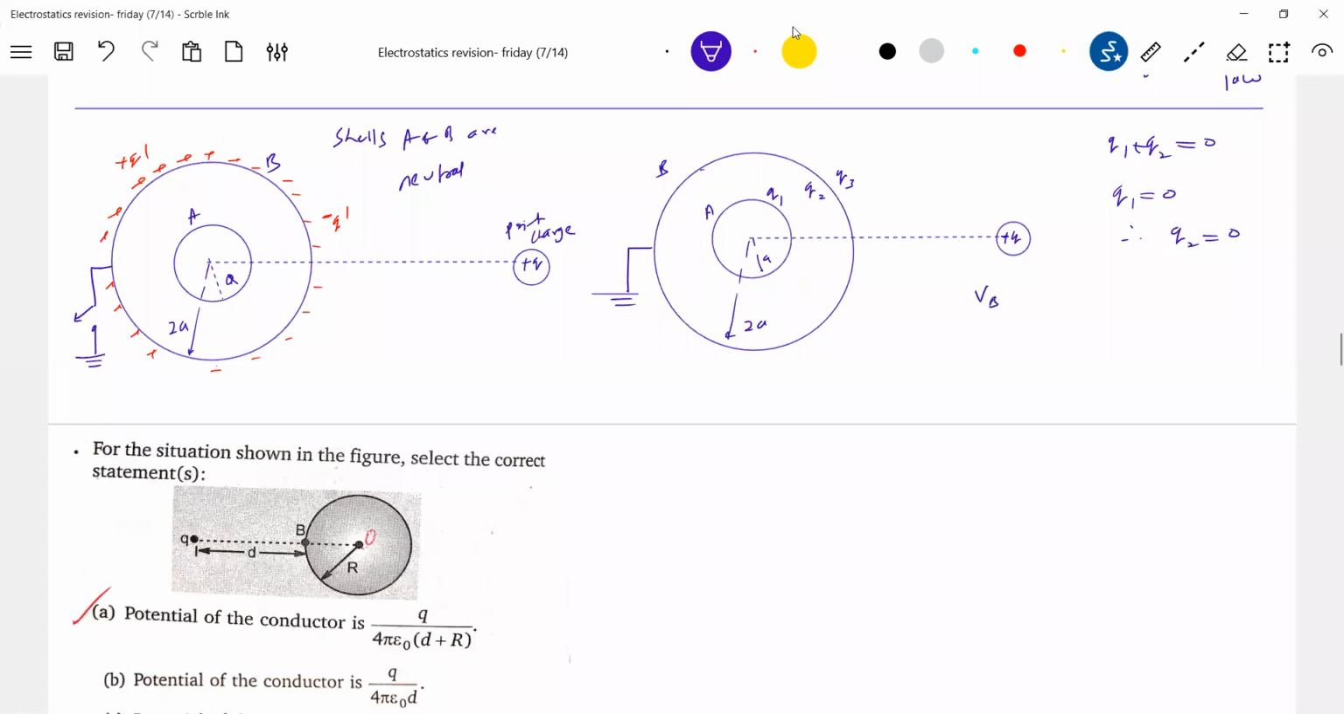Okay, let's write the potential. VB should be 0 because it is earthed. Then KQ1 by 2A, KQ2 by 2A, KQ3 by 2A, plus KQ by 4A. For shell B, the charge Q will appear at this one. So Q1 plus Q2 is equal to 0. So Q3 should be equal to how much? Minus Q by 2.